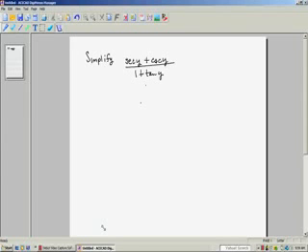Let's simplify this trig function, secant y plus cosecant y over 1 plus tangent y. We're going to start off by looking at the pieces that we can maybe convert into terms of sine and cosine. So looking at the numerator, we can take secant y and rewrite that as 1 over cosine y, and cosecant y can be rewritten as 1 over sine y, and that's all over 1 plus tangent y.